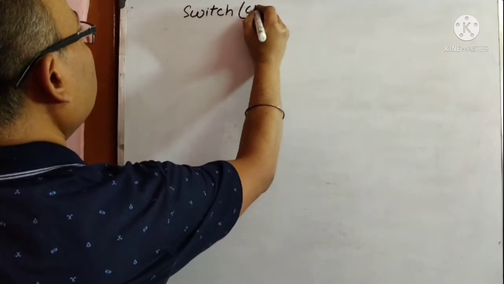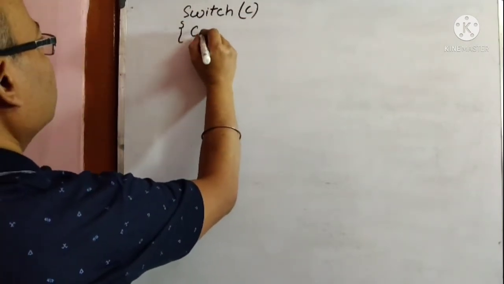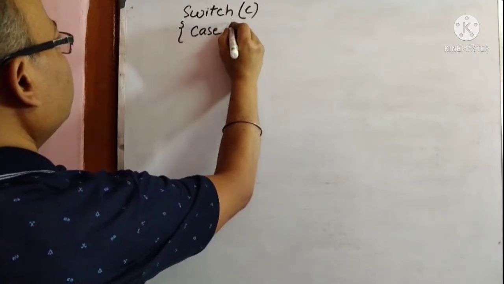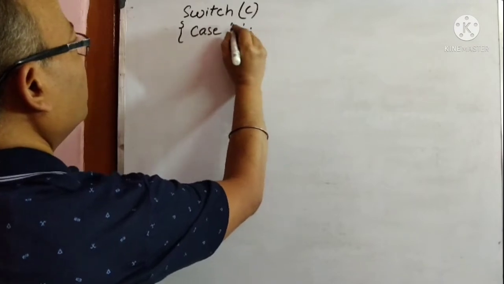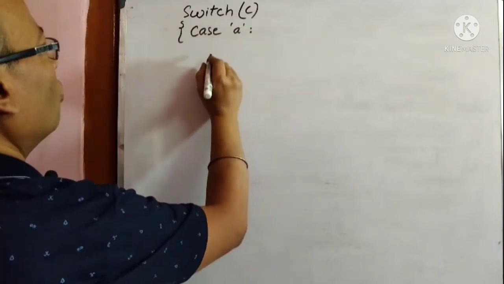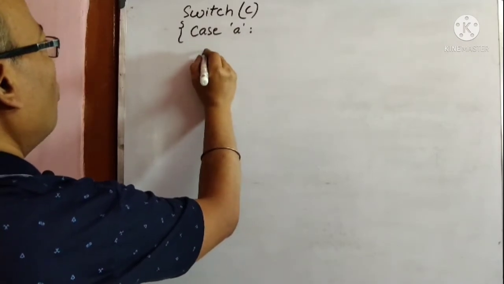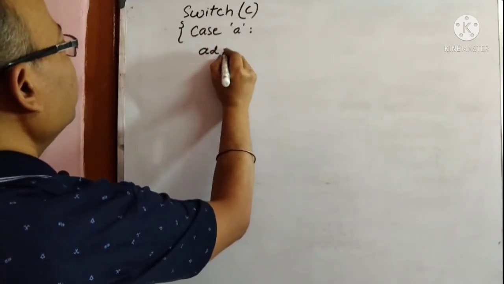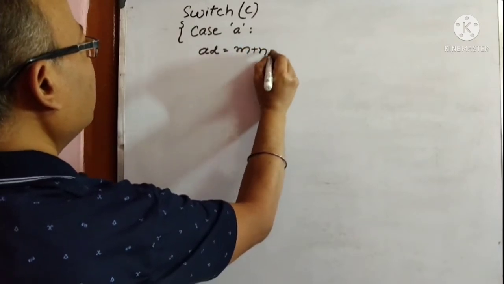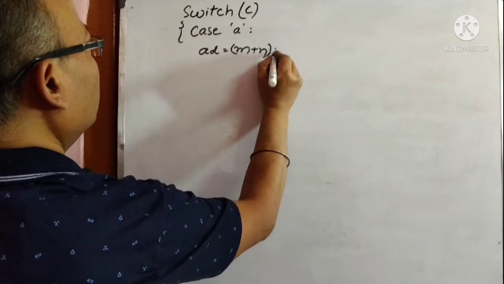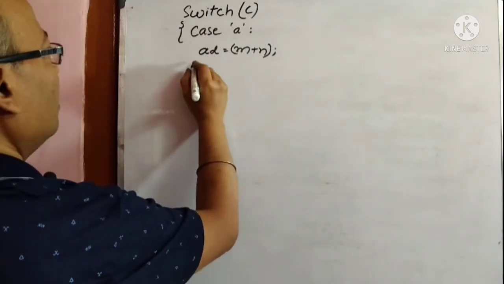Now what is the variable? C. Okay. Now case. Case if user enters A. Okay. So you have to put it under single quotes. So if case is A, then what I am doing, AD is equal to M plus N. Clear? We are storing it in variable AD.